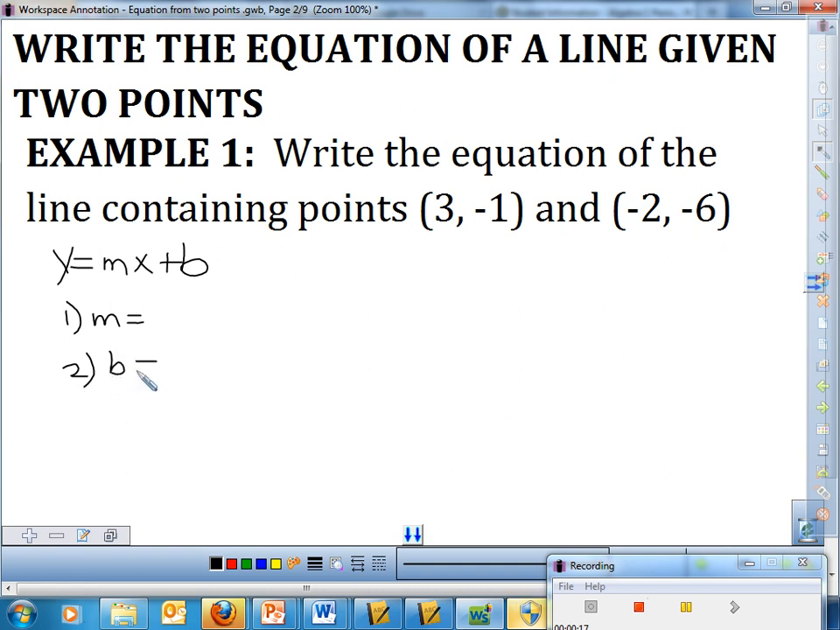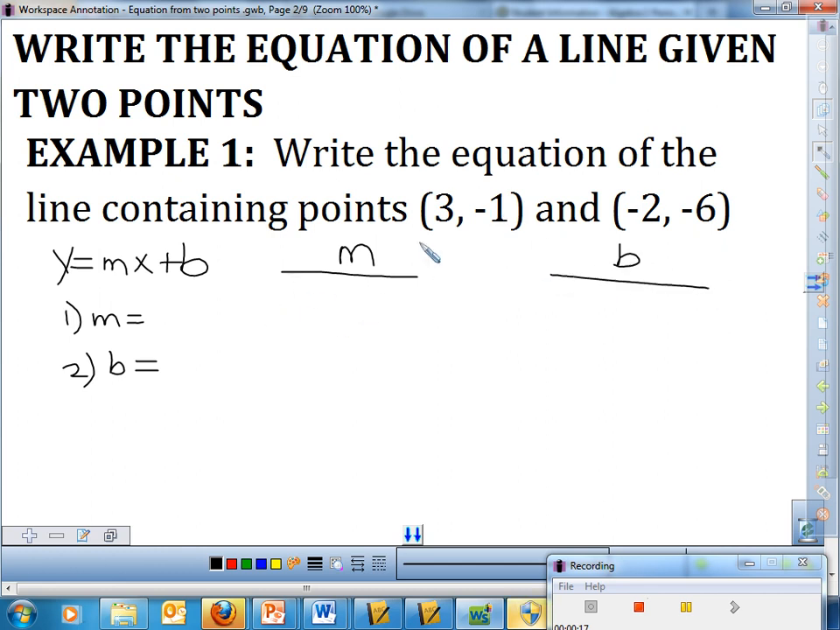I always like to put this on the side because it reminds me of the two things I need as I go through the question and try to figure out what I'm given and what I still need to solve for. So it says, write the equation of a line containing the points (3, -1) and (-2, -6). I notice that in this example, I'm given neither m nor b. I'm not given anything. But I have a couple of things I can do in order to find m and to find b. I know that m is something I'm going to have to solve for. And I know that b is something I'm going to have to solve for.